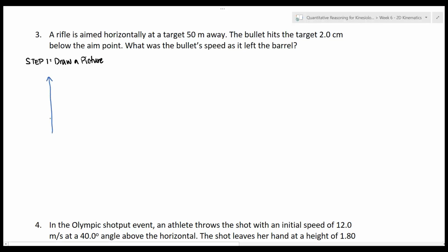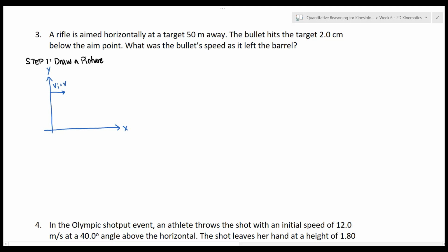All right, so we're going to draw a y-axis and an x-axis. So the rifle is aimed horizontally at a target that's 50 meters away. The bullet hits the target 2 centimeters below the aim point. What was the bullet's speed as it left the barrel? Okay, so let's say the rifle is aimed horizontally at a target. We're looking for that V initial. We don't know what it is. So I'm just going to call it V.